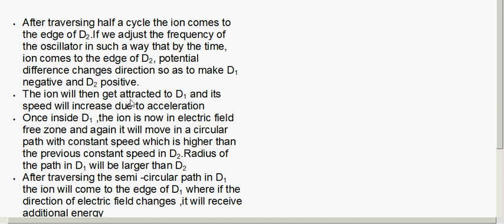The ion will then get attracted to D1 and its speed will increase due to acceleration. So this is important, speed will increase due to acceleration, and we know the formula, R is mv by qB. When velocity increases, radius also increases. That is why the path is shown like this, with increasing radius. At each time the radius increases.